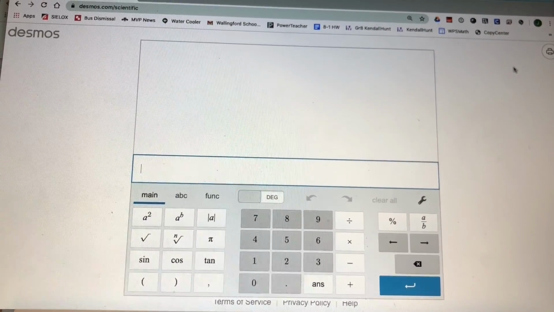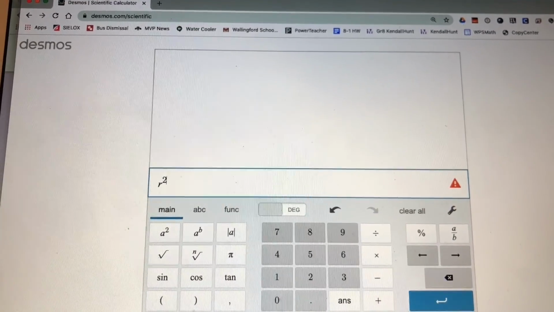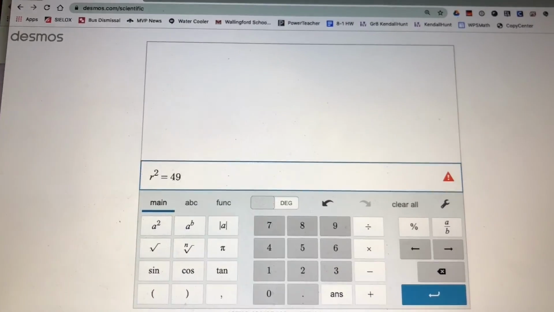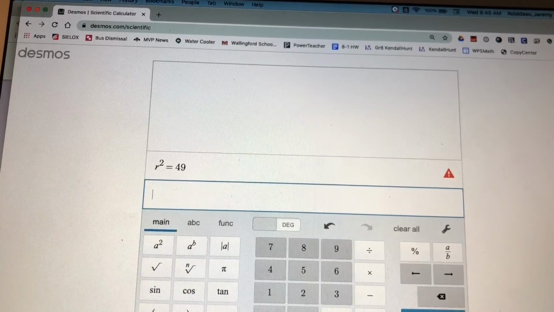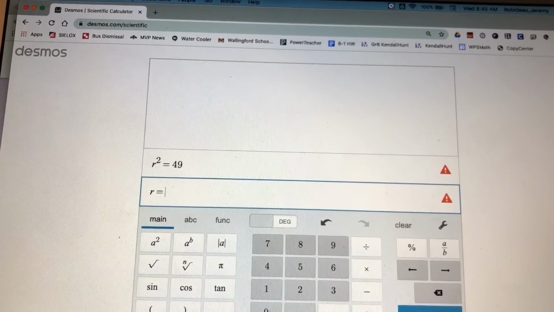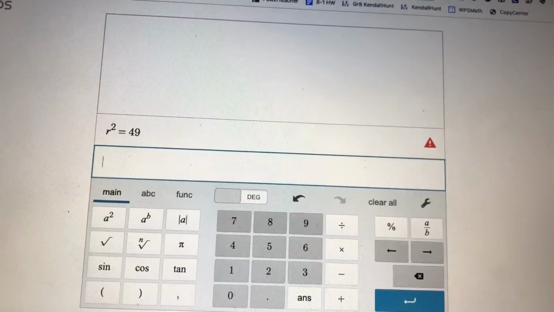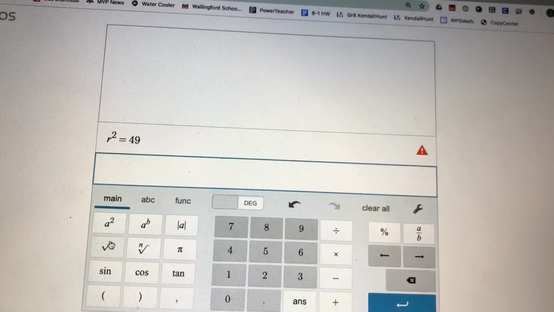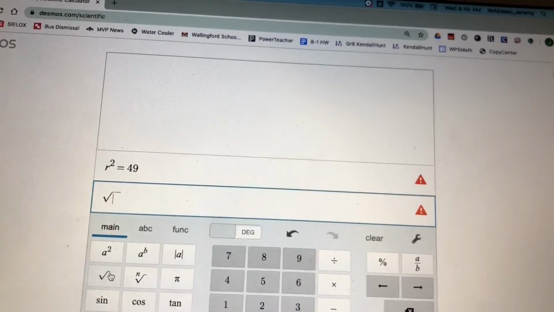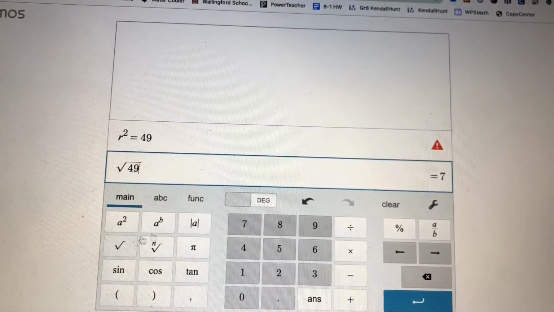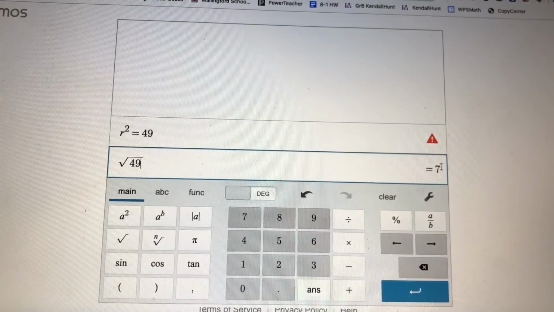If I know that r squared is 49, I have to figure out what r equals. What is the inverse of squaring a number? The opposite of squaring a number is finding the square root. They're right next to each other. So I do the square root of 49, and I find my answer is 7.